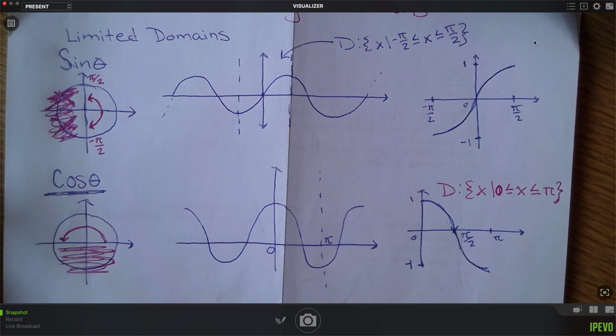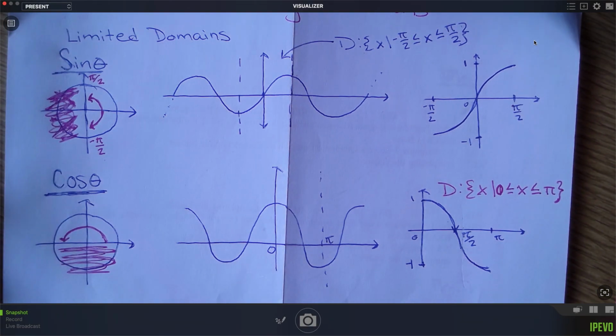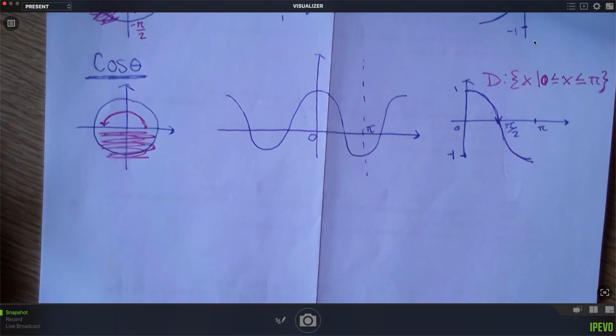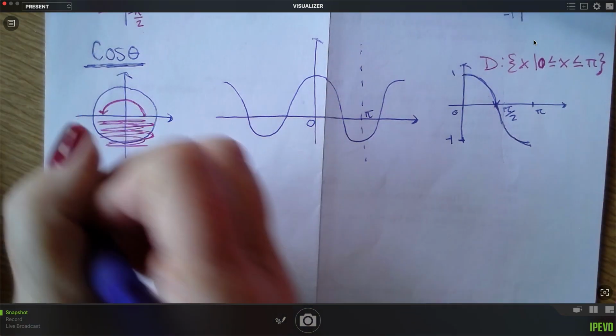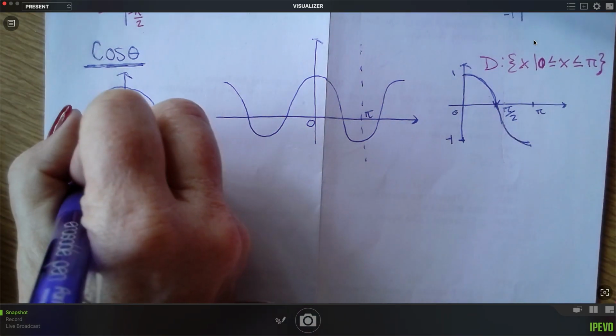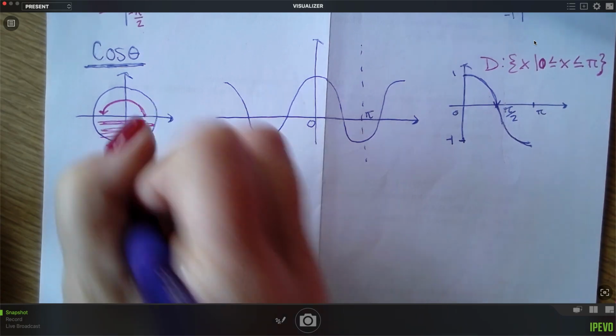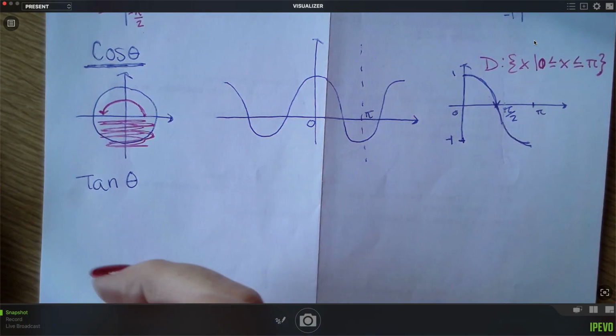So now we've got to do tangent. And we're not going to do secant and cosecant, because you just reciprocate them, and we're not going to worry about that. Okay, tangent of theta. And I put a capital T already, if you notice.